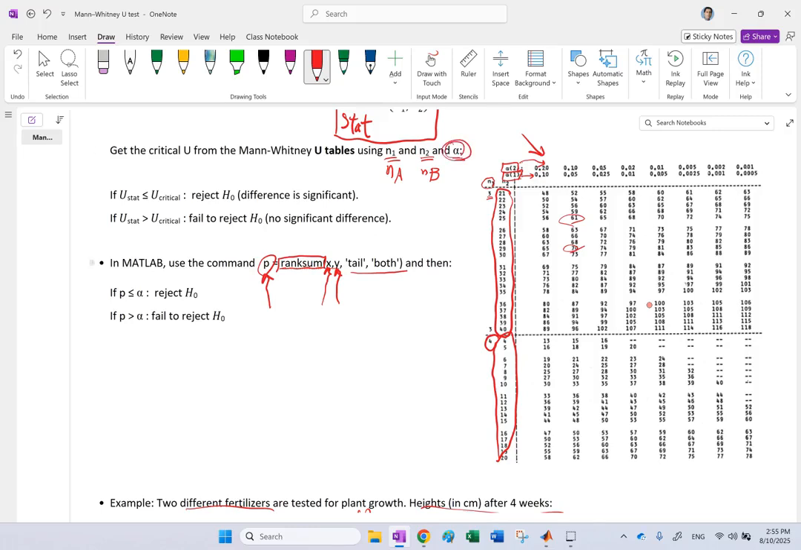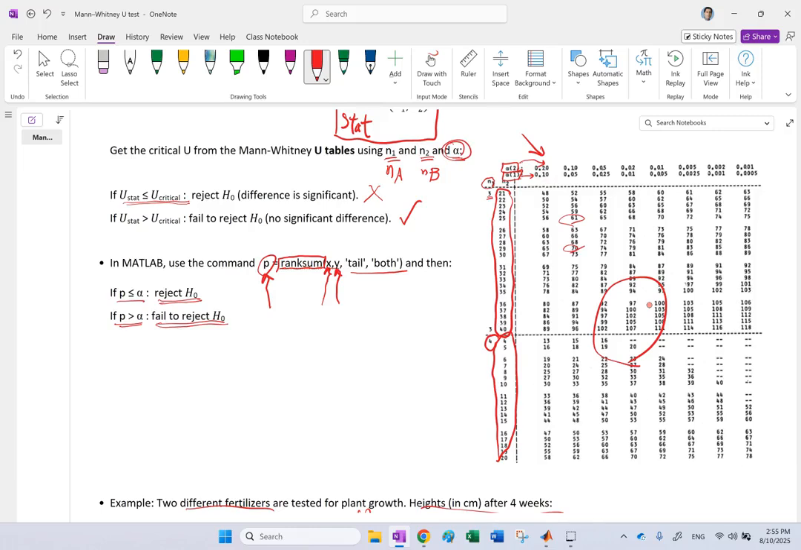Why? Because once it gives you back the p-value, now you can compare your p-value against alpha. If it's less than alpha, you reject the null hypothesis. If it's bigger than alpha, you don't reject the null hypothesis. If you want to work with U critical from these tables, if your U stat is less than or equal to U critical, you reject it. If it's bigger than U critical, you fail to reject it. So you can either work with U critical and U stat, or work with p-value and alpha. Both of them are good.